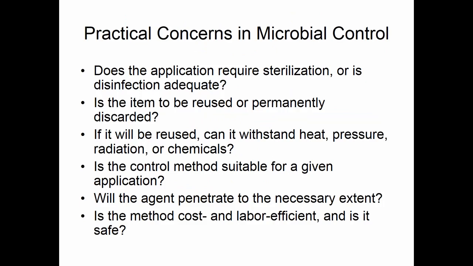Think about it. Does this require sterilization, or is disinfection adequate? Your silverware doesn't need to be sterile. Tossing it in the dishwasher or washing it in the sink with some soap and water is enough to get rid of what's on there. Is it going to be reused, or is it going to be permanently discarded? If you're going to permanently get rid of it, what control method do you really need to use? Okay? Don't put plastic in the oven if you want to do microbial control. The heat is probably going to melt it before you kill off whatever is on there. So you've got to really think about what you're choosing and what you're doing to it.